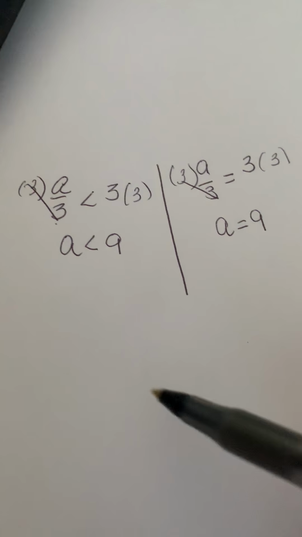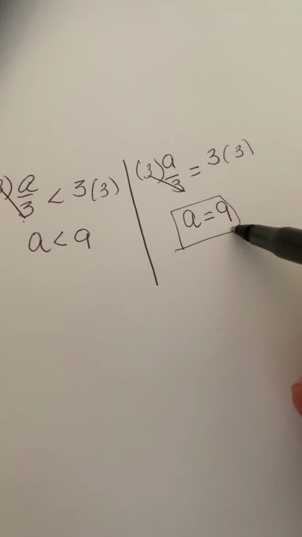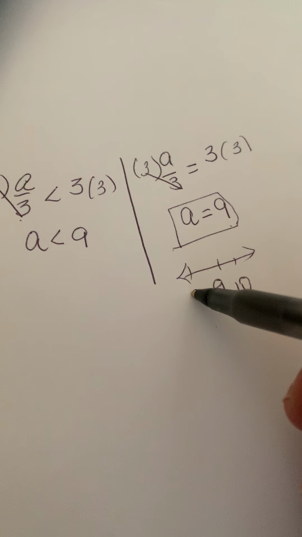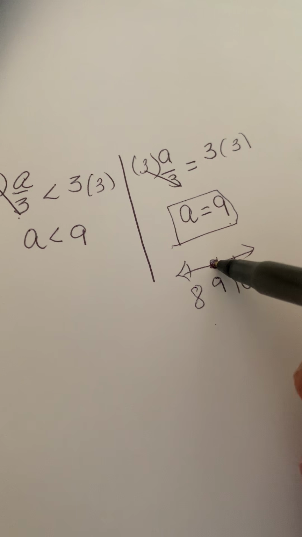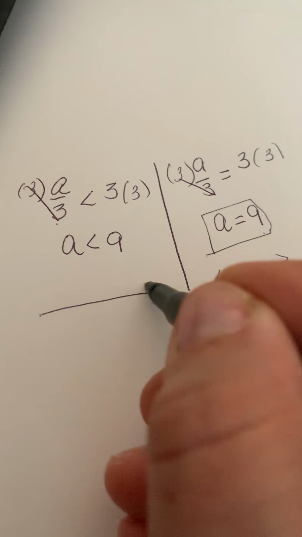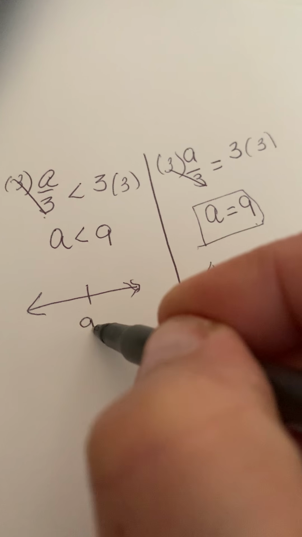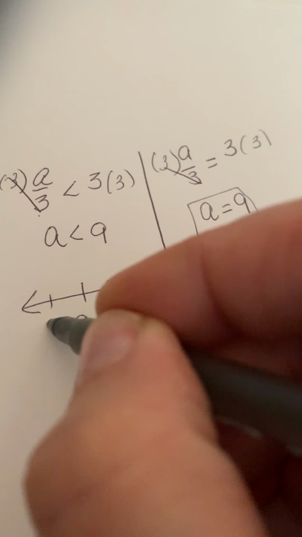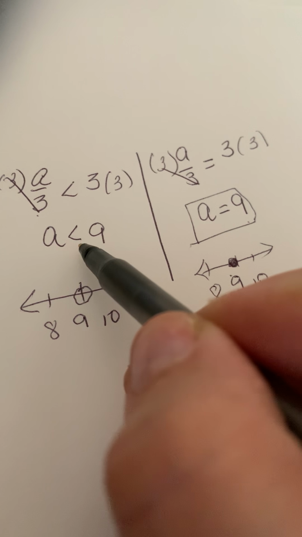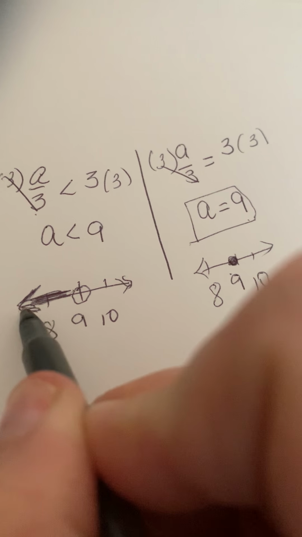The difference between these two is that this is an equation, so the only solution it has is 9. So if we were going to graph it on a number line, we would have 9 and 10 and 8. This would be the only point that would be included in the solution set, and that's why it's a closed circle. And this one here is saying your marker number is 9. This is an open circle at the marker number. This says all numbers less than 9. It's not including 9. So this would be thickened this way.